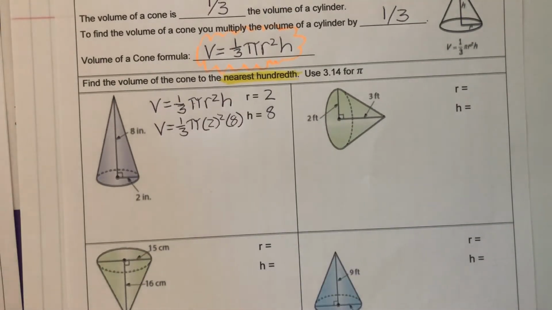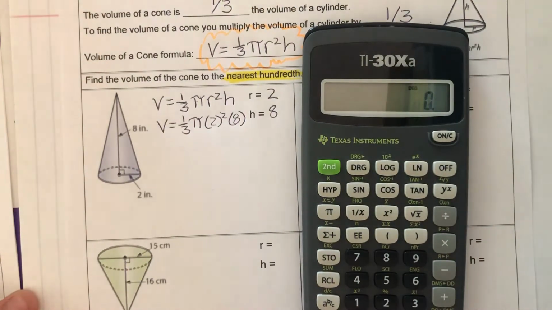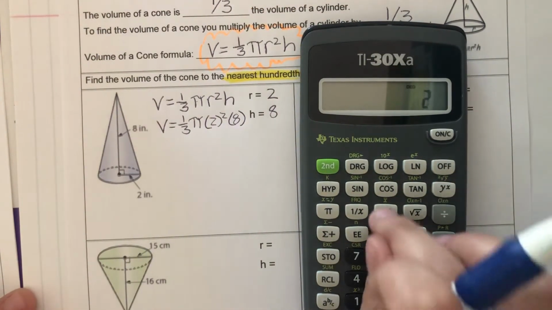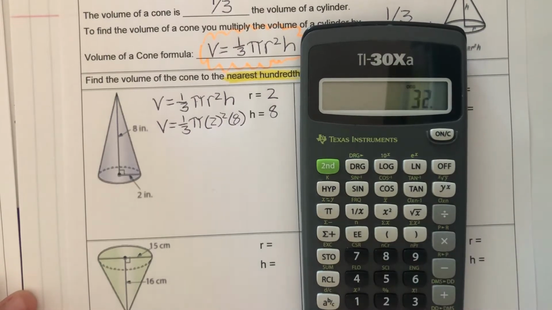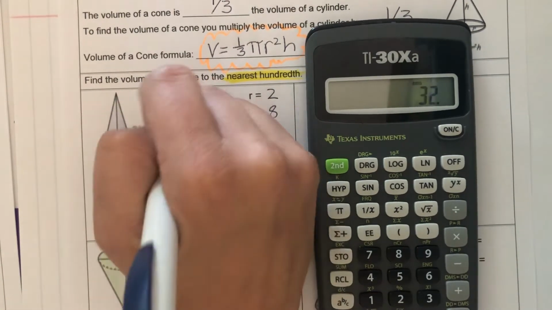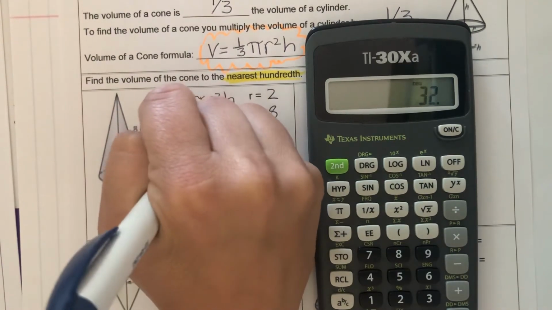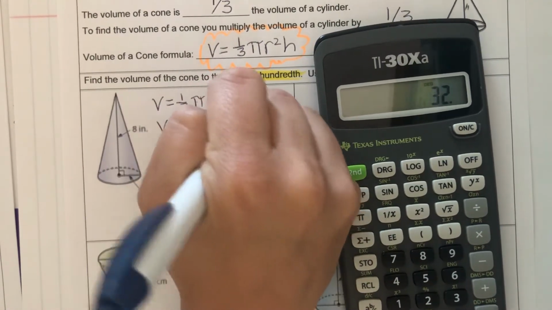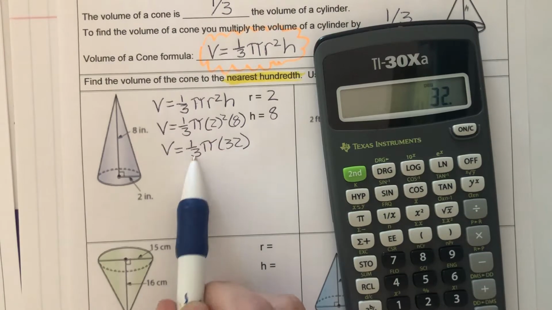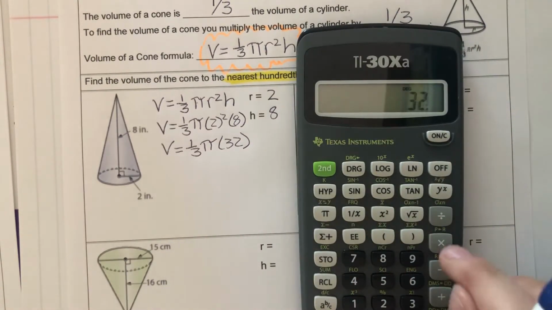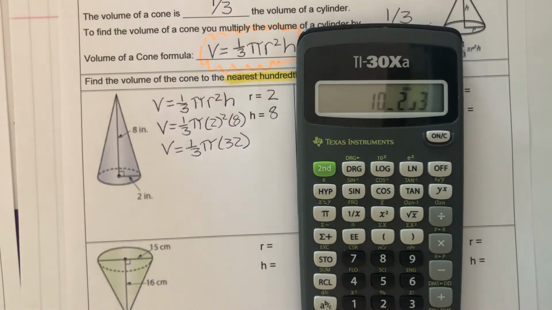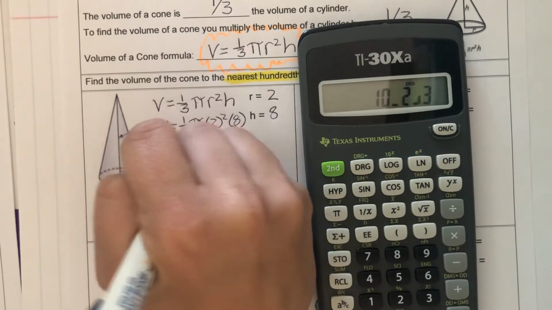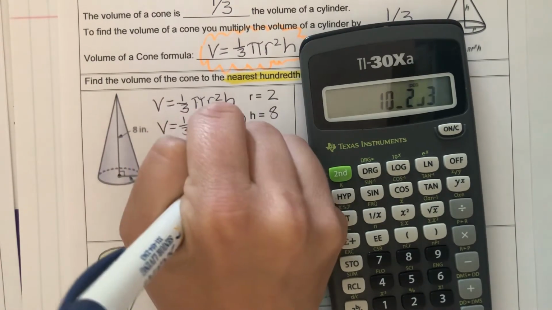Again, you can use your calculator for this. So we're going to do our radius squared. So 2 squared times the height gives us 32. So we have volume equals 1/3 pi times 32. Now we're going to leave pi alone and we're going to multiply 1/3 times 32. So times 1, fraction button 3, so times 1/3, hit the equal sign, and we get 10 2/3. Volume equals 10 2/3 times pi.